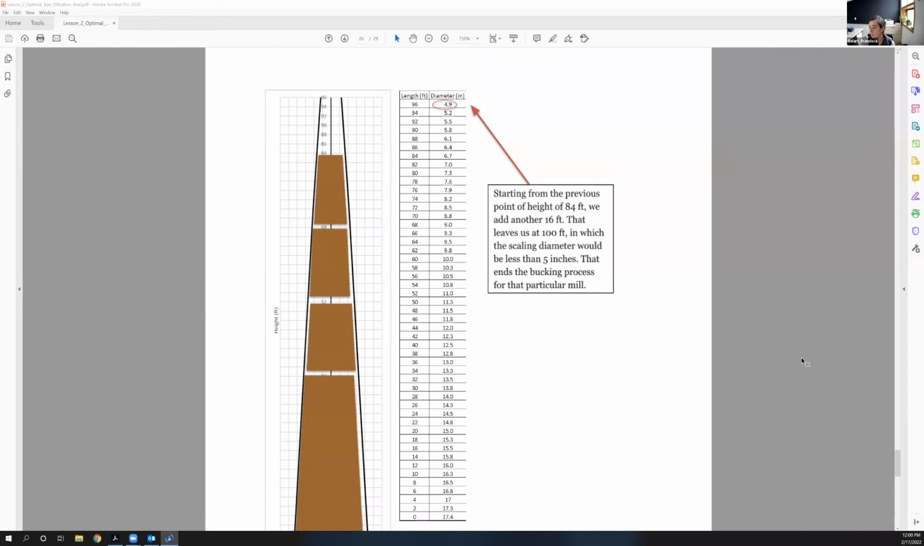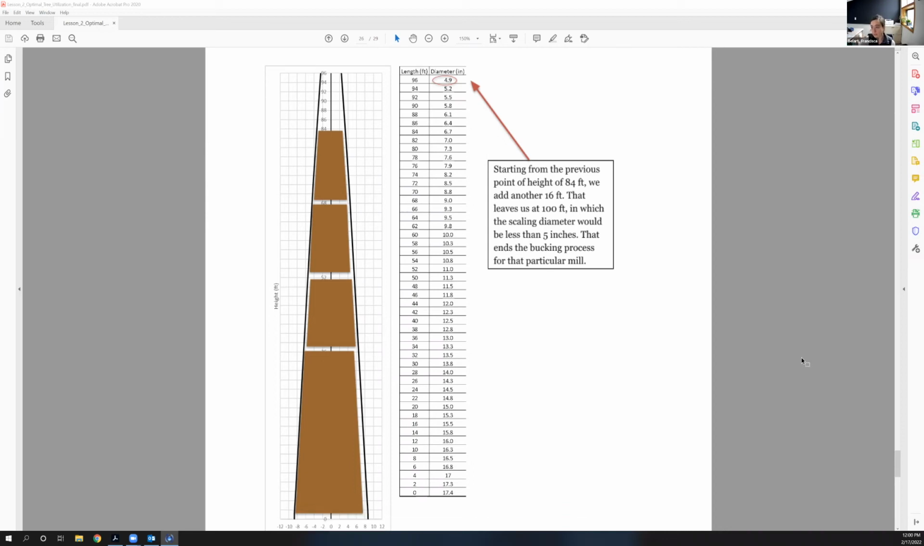So that ends the bucking process for this example. And in the end, we get one large log at the bottom and 3 small logs on the top. So the final step is to determine the volume of all of those logs.